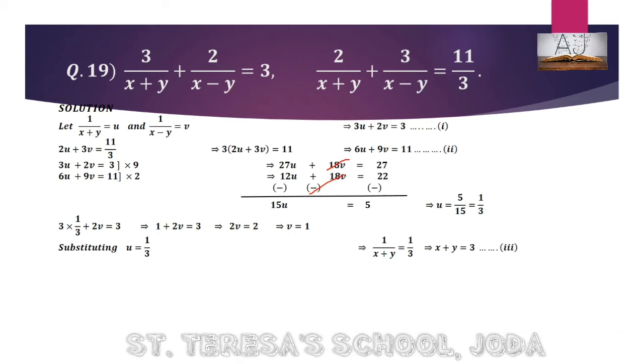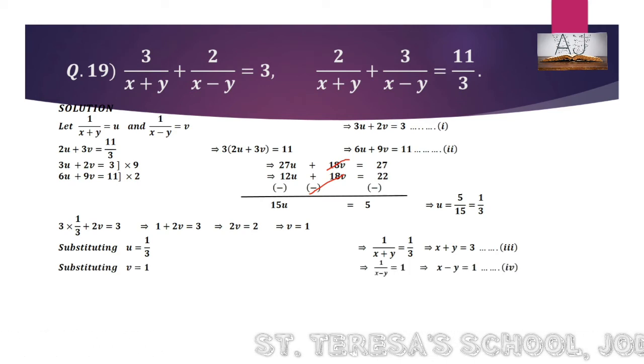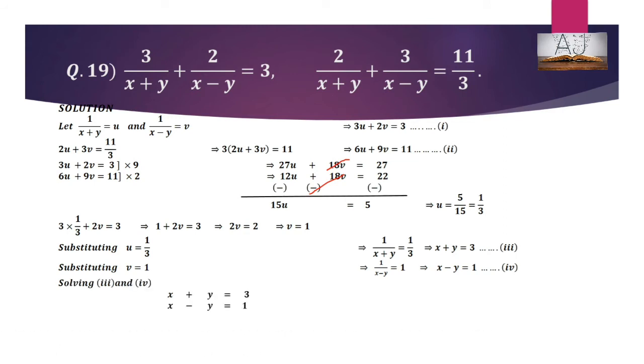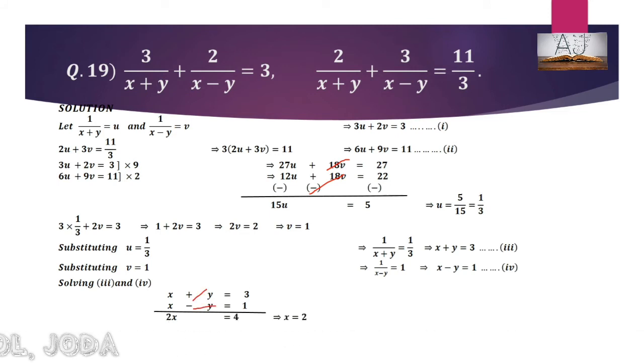Now we have to substitute back the value of u as 1 by 3, that is 1 by x plus y equal to 1 by 3. Cross multiply, x plus y equal to 3. Similarly for the second equation also, x minus y equal to 1. Now we have to solve them simultaneously in the same way by elimination method. So plus y minus y gets cancelled. x plus x is 2x is equal to 4, or x is equal to 2.